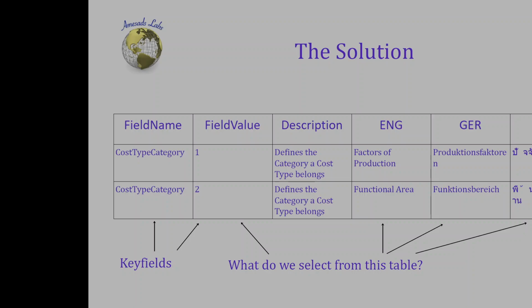So the solution is, here we have a database table. The first fields are field name and field value. In our case, we give it a description so that whenever you look into the system, you know what this field value and the field name are doing. Then we have the base language, in our case English. Then we have German. And for having some fun, we have it in Thai. So the first 2 fields, the field name and the field value, are key fields, just for selecting and adding data.